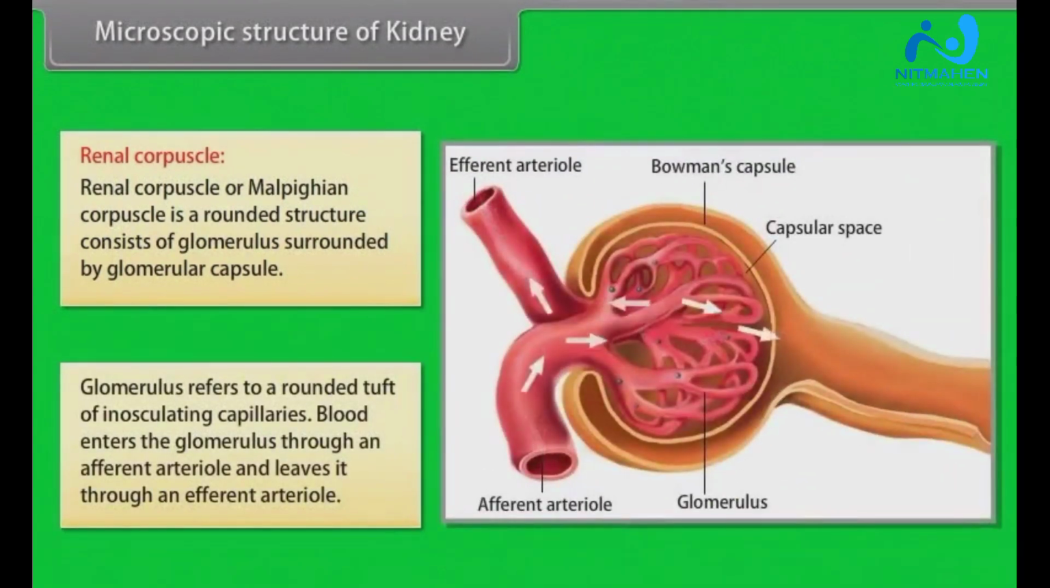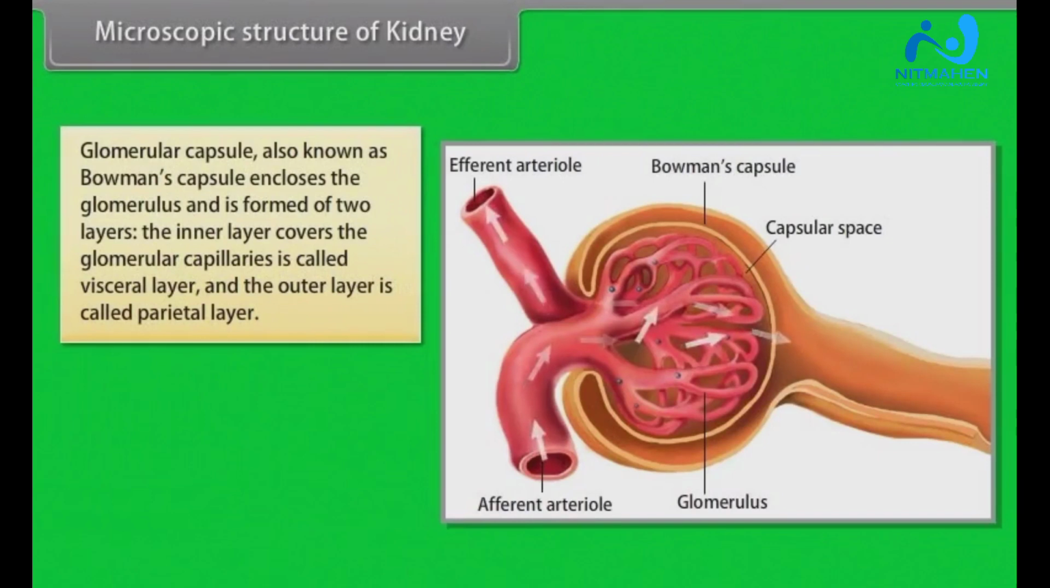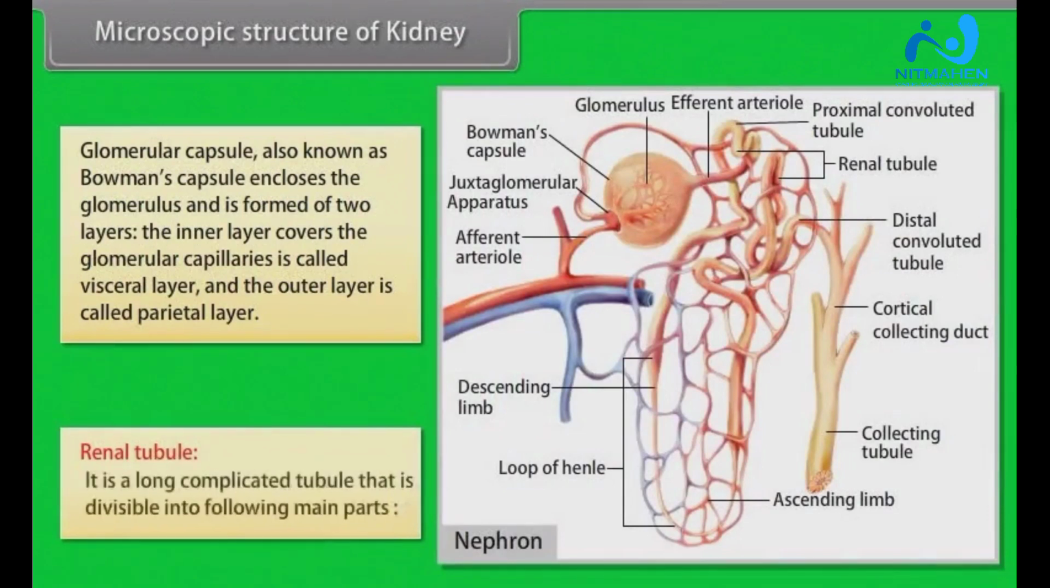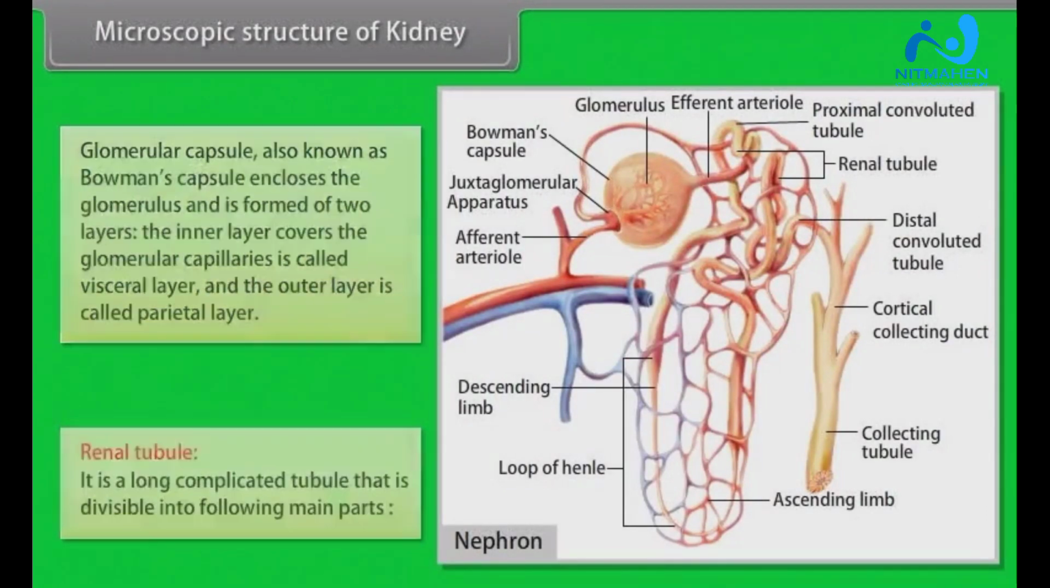Glomerulus refers to a rounded tuft of inosculating capillaries. Blood enters the glomerulus through an afferent arteriole and leaves it through an efferent arteriole. The glomerular capsule, also known as Bowman's capsule, encloses the glomerulus and is formed of two layers. The inner layer covers the glomerular capillaries and is called the visceral layer, and the outer layer is called the parietal layer. Renal tubule. It is a long complicated tubule that is divisible into the following main parts.